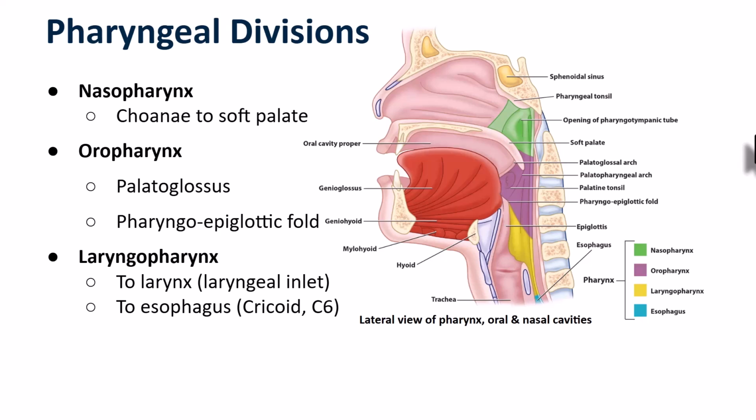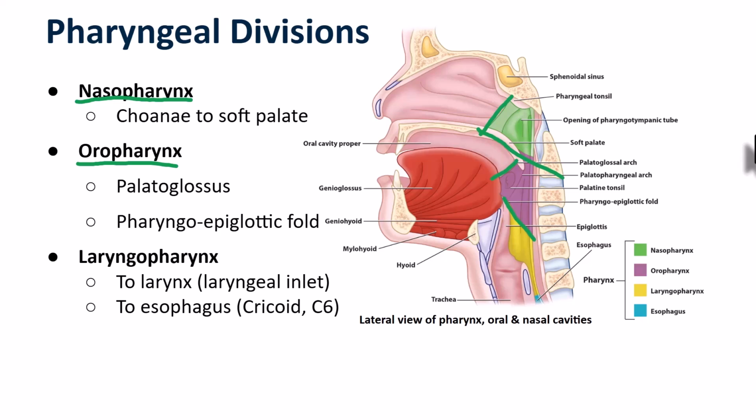So let's take a look at the pharyngeal divisions, recalling that superiorly we have a nasopharynx. The nasopharynx is separated from the nasal cavity at the choana, and it's separated from the oropharynx by the soft palate. Next we have the oropharynx. The oropharynx is separated from the oral cavity by the palatoglossal folds, in totality the palatoglossal arch. That's the palatoglossus muscle covered by oral and pharyngeal mucosa. It's also separated distally from the laryngopharynx by the epiglottis and pharyngoepiglottic fold.